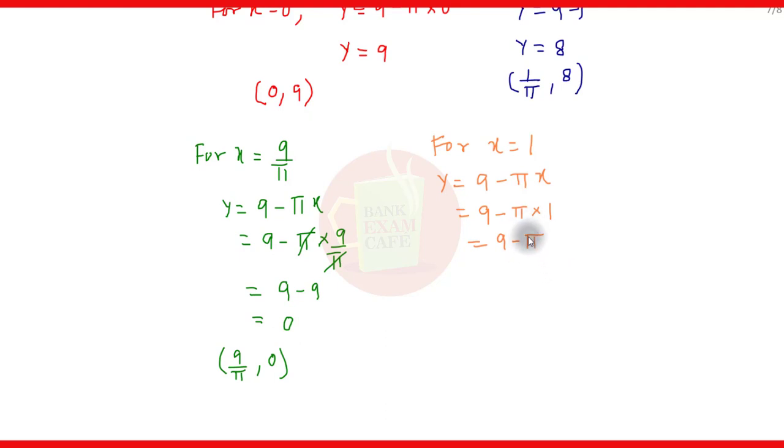You can solve this further also by putting the value of pi as 22 by 7. There is no problem. If you put the value of pi as 22 by 7 and by taking LCM, if you solve, you will get it as 41 by 7. So for the value of x equal to 1, the corresponding value of y you are getting as 41 by 7. Now here we have got the 4 sets of solutions that we have been asked to find.